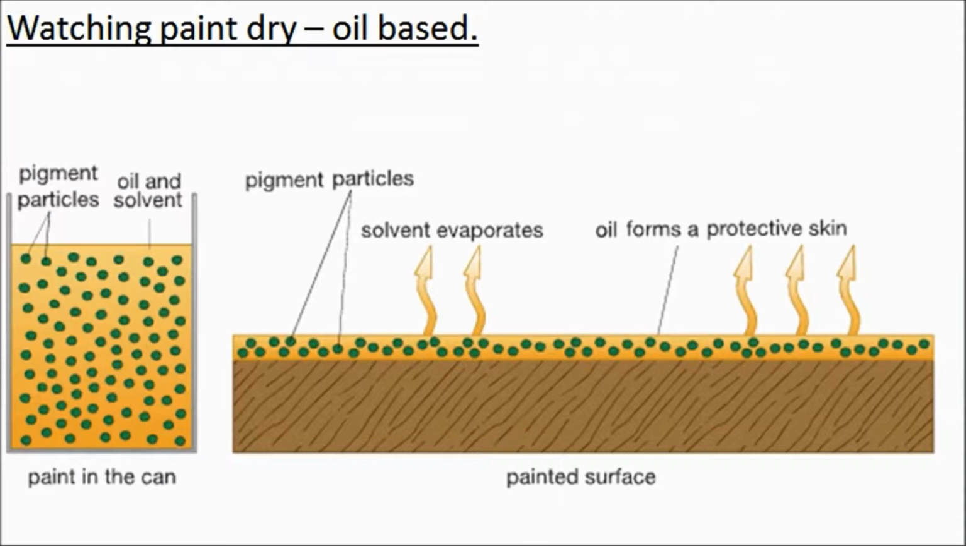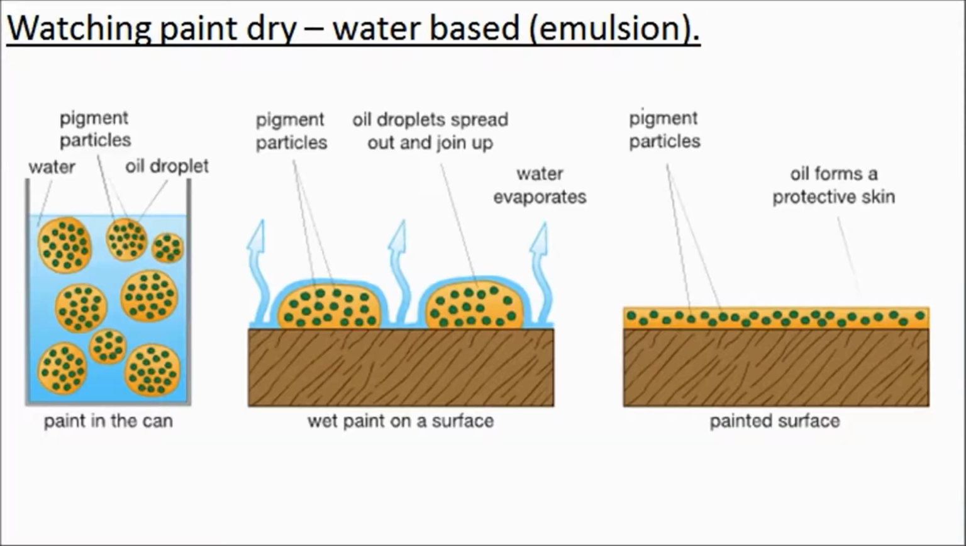So let's talk about paint drying. How does an oil-based paint dry? When an oil-based paint dries, the solvent evaporates and the binding medium dries to form a skin, and that skin sticks the polymer to the surface.